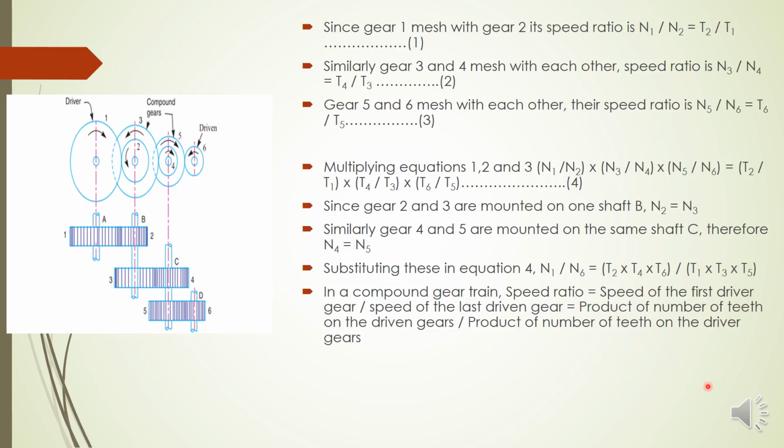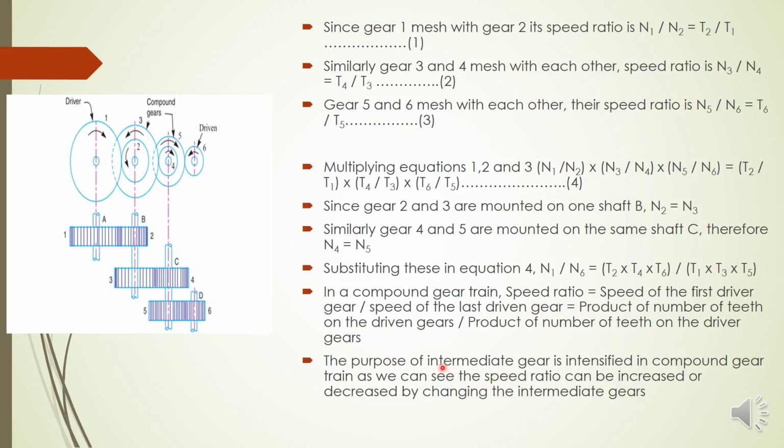Another important thing is that in a compound gear train the intermediate gears have an important effect on the speed ratio, not like in a simple gear train. In a simple gear train, the intermediate gears are used only for two purposes: one is for changing the direction of rotation of the driven gear, and the other is for connecting a large center to center distance. But here they have an effect on the speed ratio. So in a compound gear train the purpose of the intermediate gear is intensified, so that the speed ratio can be increased or decreased by changing the intermediate gears.